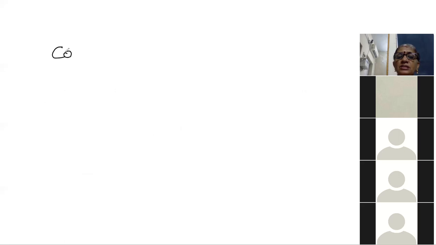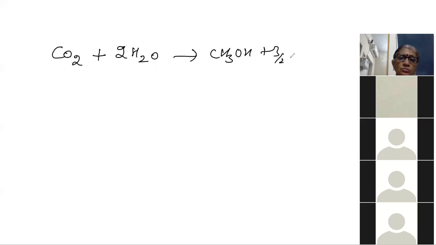So in the first equation, CO2 will come on the left. What else is on the left? Right side, whatever we have, that will come to the left, right? 2H2O will come to the left. And what will go to the right? Whatever was there on the left will go to the right. So methanol plus 3/2 O2, right?